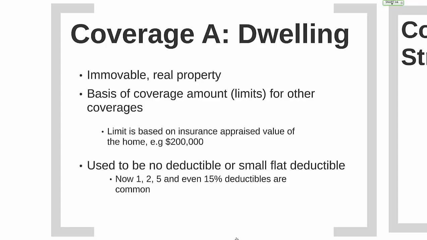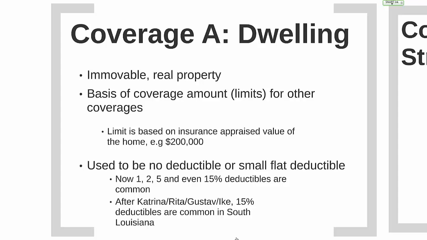All of these are percentage deductibles. So even a 1% deductible on a $200,000 home is $2,000. After Katrina, Rita, Gustav, and Ike, between 2005 and 2008, 15% deductibles became very common in South Louisiana.